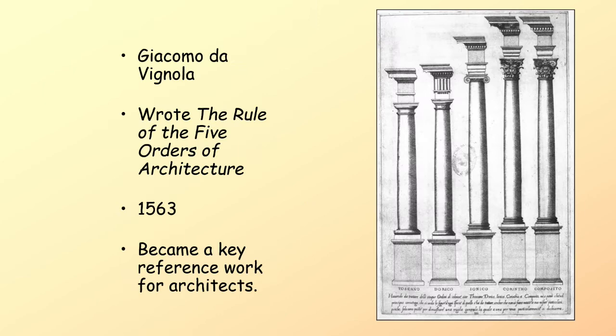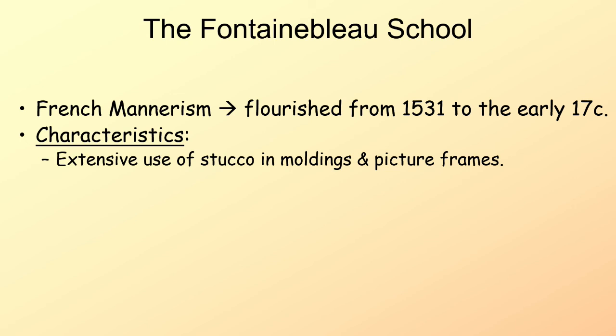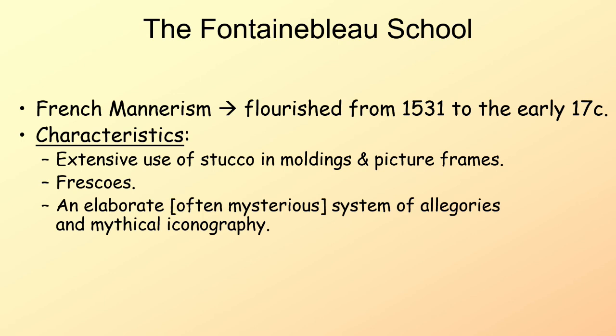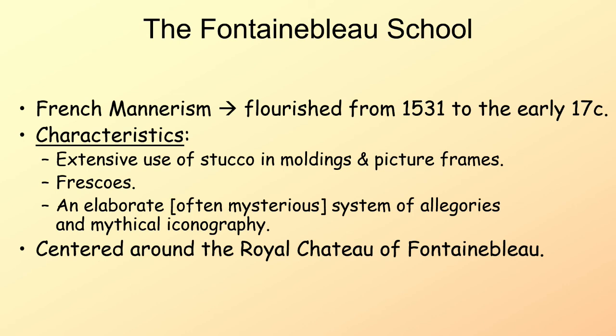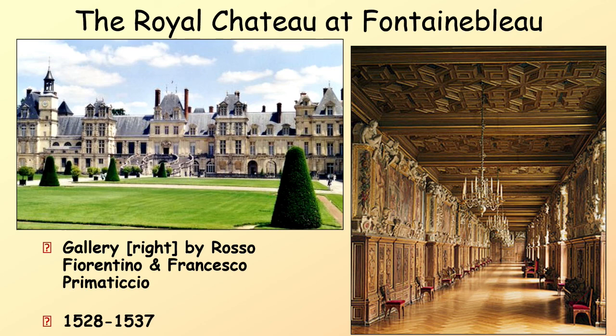The Fontainebleau School taught French mannerism, and that flourished from 1531 to the early 17th century. Its characteristics: extensive use of stucco in moldings and picture frames, frescoes, an elaborate, often mysterious system of allegories and mythical iconography, centered around the royal chateau of Fontainebleau in France. There it is. Look at how ornate that hallway is. It looks like it's in the Palace of Versailles.